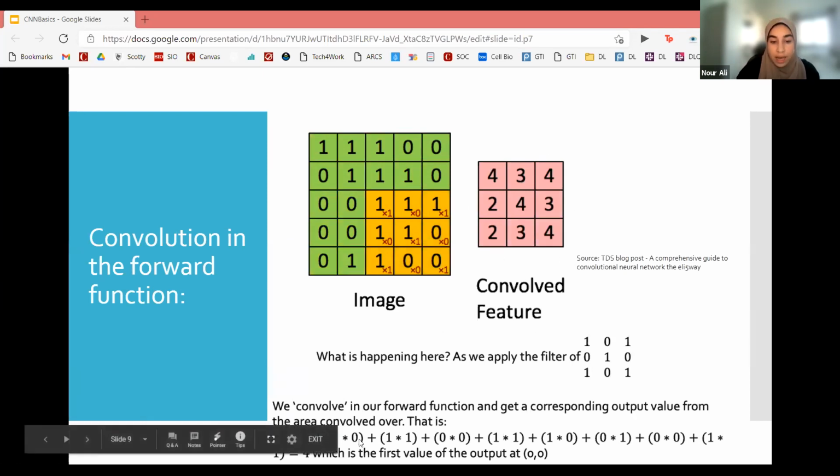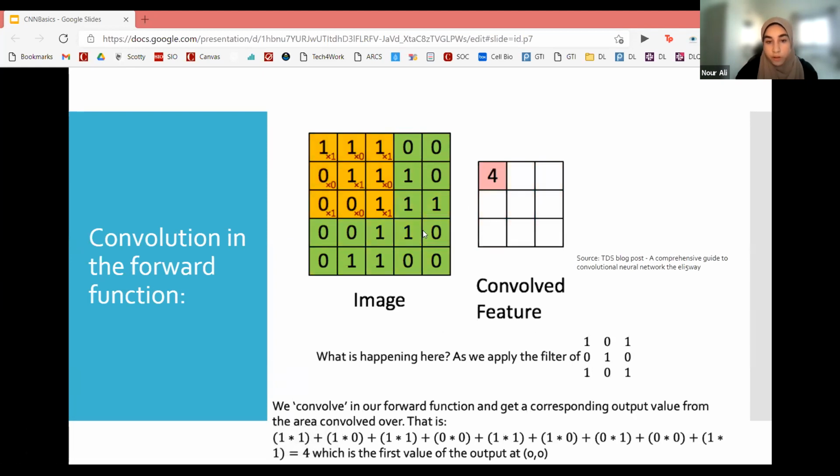So down here, we have the full calculation for the very first time the filter is placed over here, when it produces this 4. It's just by multiplying every number from the image by the corresponding number from the filter, and then you sum them all up, and that's what you have over here. Now, that's basically the forward function of a CNN.